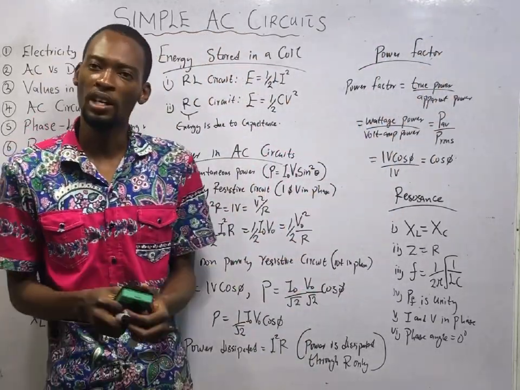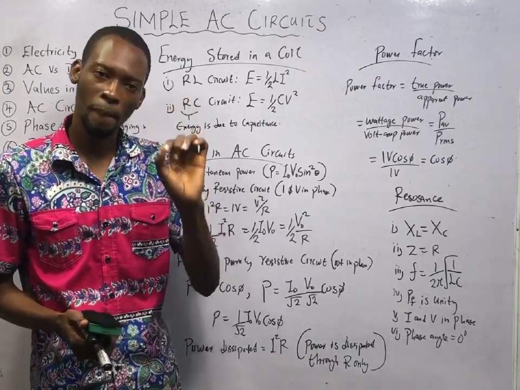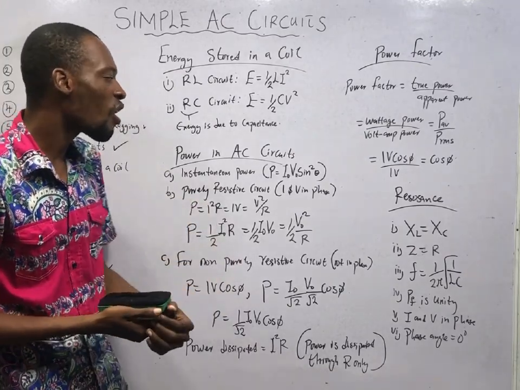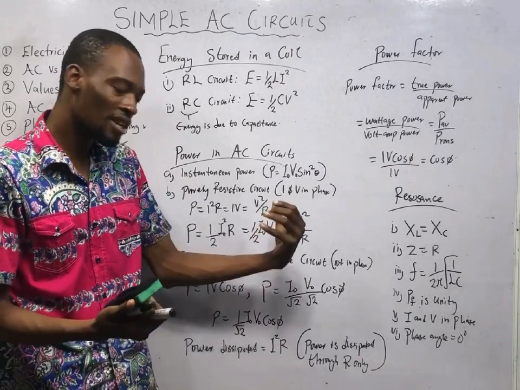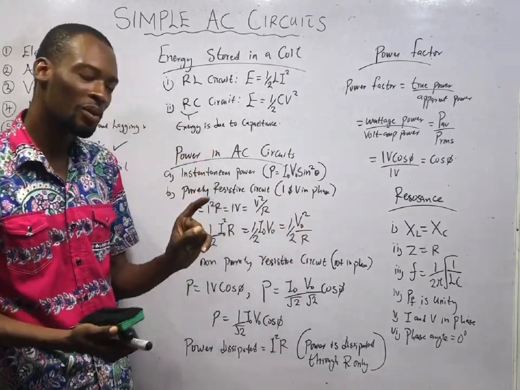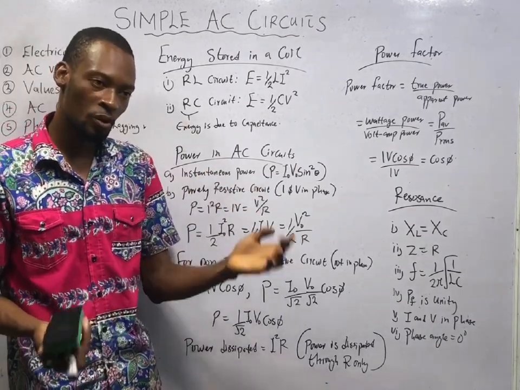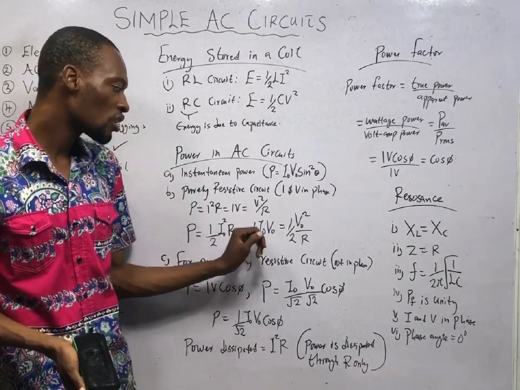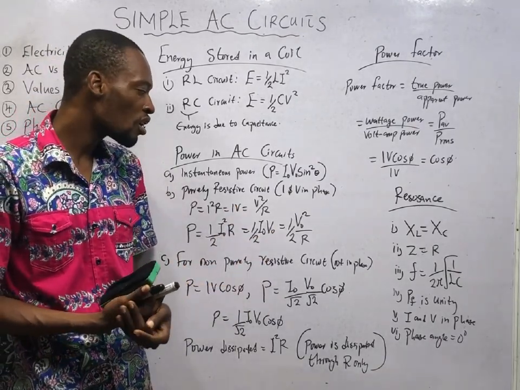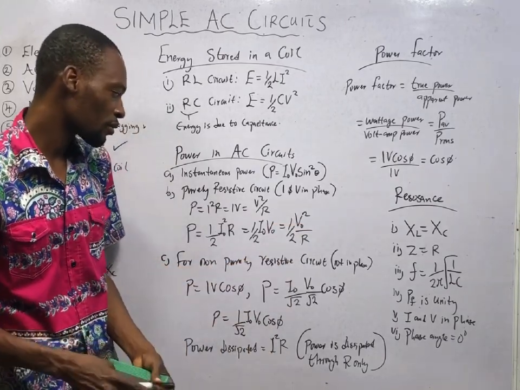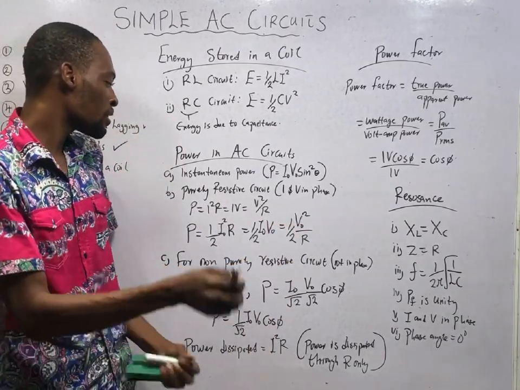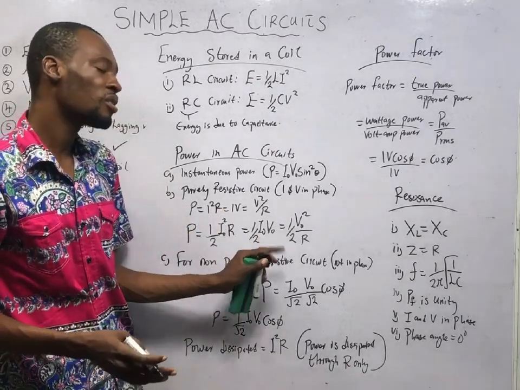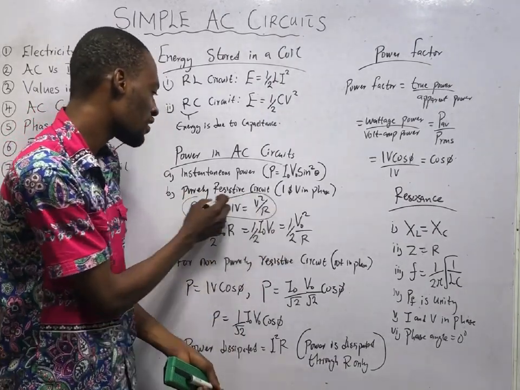This is instantaneous power. If you are asked to look for instantaneous power, then it is a purely resistive circuit. For purely resistive circuit, the current and voltage are in phase. When current and voltage are in phase, power is I squared R, IV or V squared over R. This is the same thing as 1 over 2 I naught squared R, or 1 over 2 I naught V naught, or 1 over 2 V naught squared over R. This is power stored. P is equals IV. But don't forget these ones, they are very important.